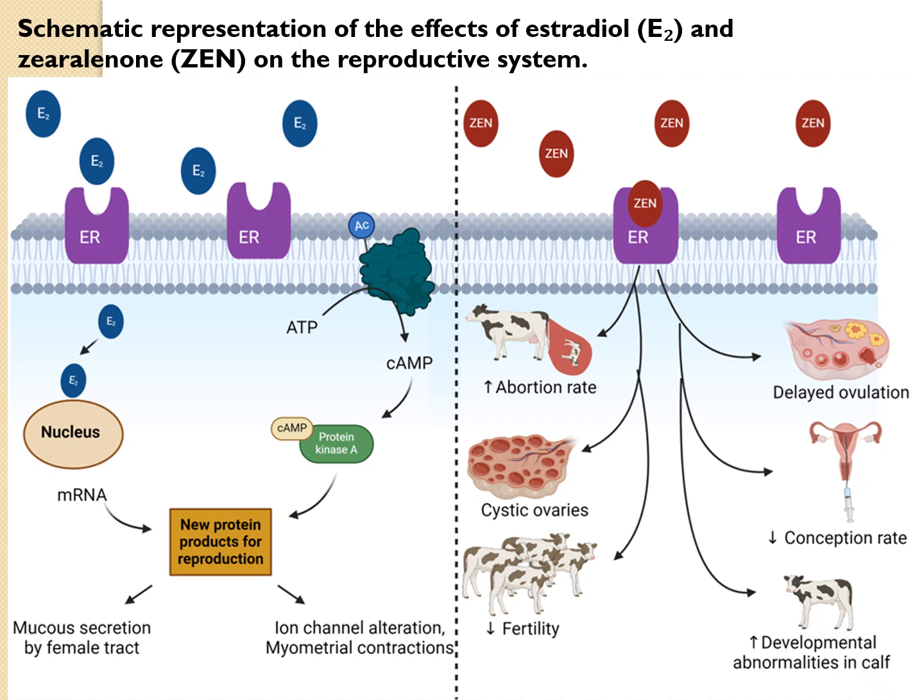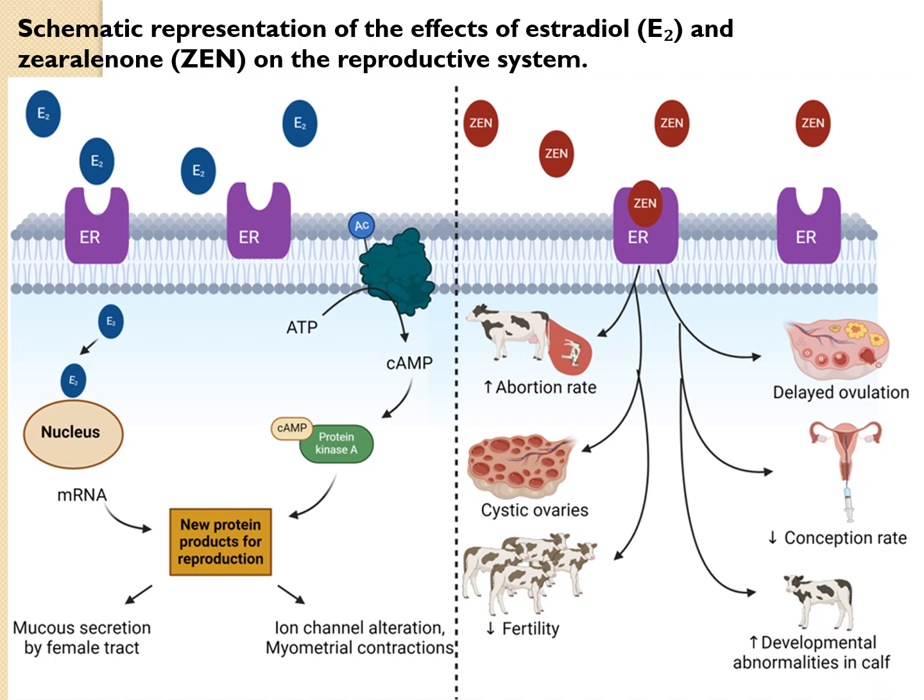This is a schematic representation of the effects of estradiol and zearalenone on the reproductive system. On the left side of the picture, there is a normal picture in which estrogen receptors are present on the uterus, and estrogen comes and attaches to the estrogen receptor, and the main function of estrogen is to produce mucus in the female tract, and also myometrial contraction in the female tract. So this is a schematic diagram where estrogen performs its normal function.